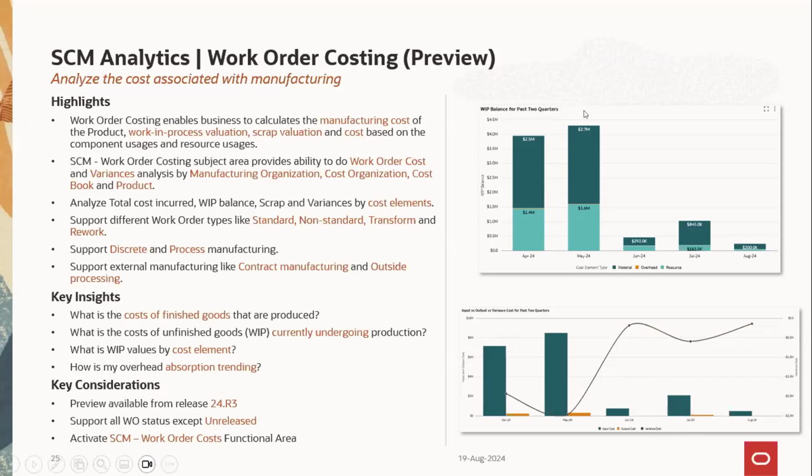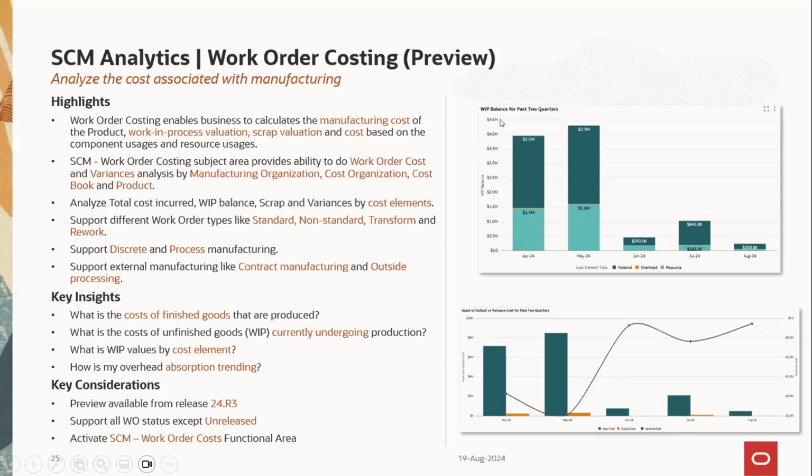And also there are important metrics that are covered in this subject area. Basically, you can analyze what is the total cost incurred, what's my WIP balance, what's the scrap incurred, and what are the different variances. And all of these you can slice and dice by cost elements.